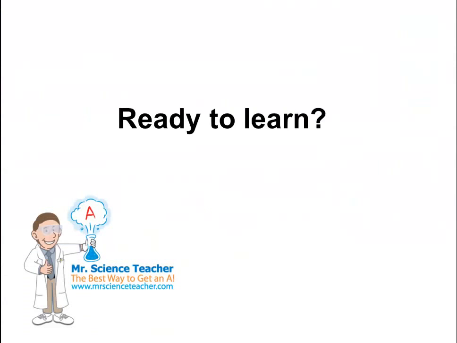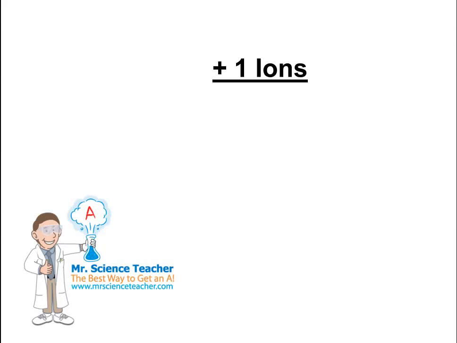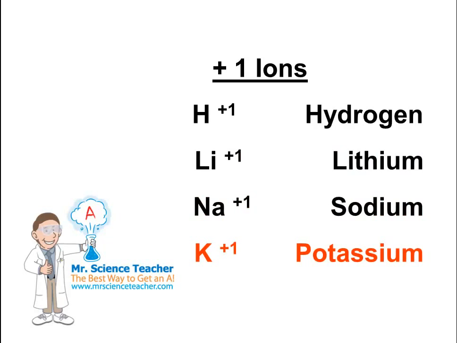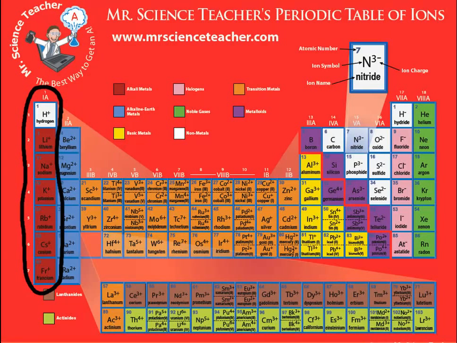Are you ready to learn? +1 ions. Now, it's not important that you understand what an ion is, but I'm going to tell you what are +1 ions. Hydrogen, lithium, sodium, potassium. You can look at the periodic table of ions and notice that they're all listed right here. Hydrogen, lithium, sodium, potassium, and there are some others.